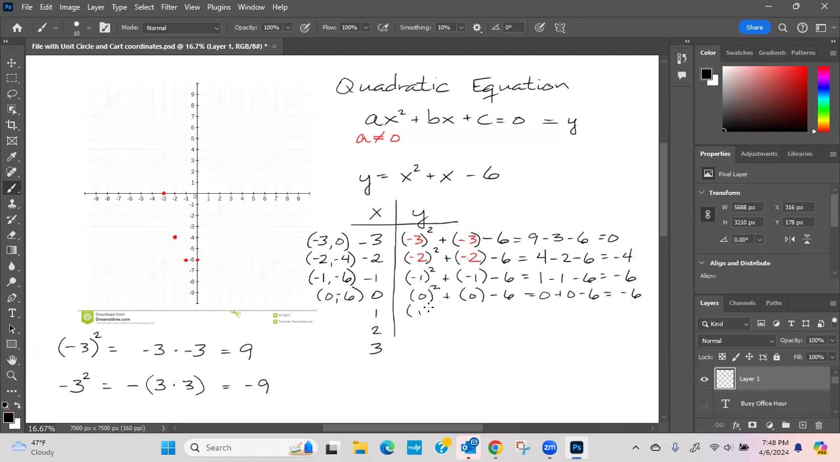Now let's go ahead and plug in a positive one. Can't forget to square that first one. 1 times 1 is 1, plus 1 minus 6. 1 plus 1 is 2, minus 6 is -4. So we have the point (1, -4). And as you might expect, our graph is now headed back up.